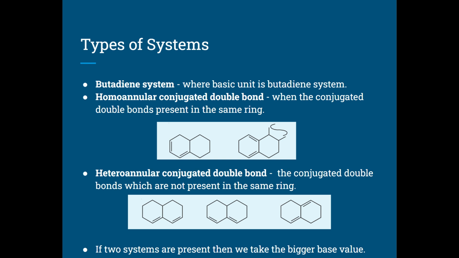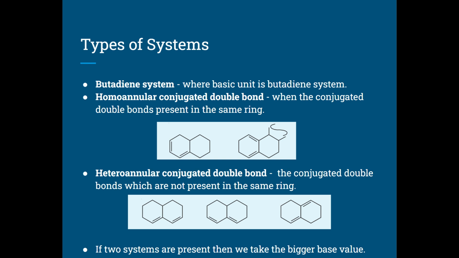The first type of system is the butadiene system. Conjugation is required when you are going to find lambda max for various compounds. In the butadiene system, you have two double bonds which are alternate to each other. Like there will be a double bond, then a single bond, then a double bond. So they are in conjugation. It is an acyclic system, like there is no ring structure. And here the basic unit is butadiene.